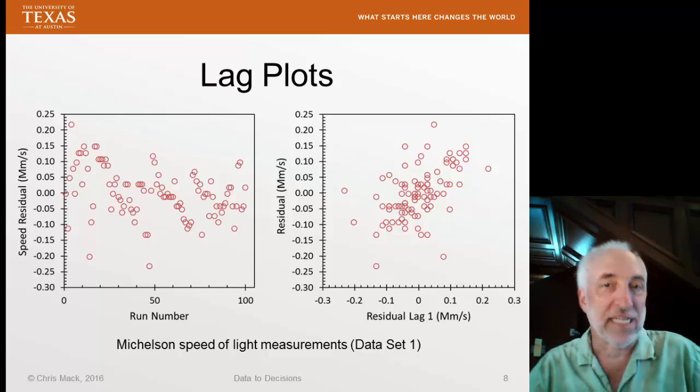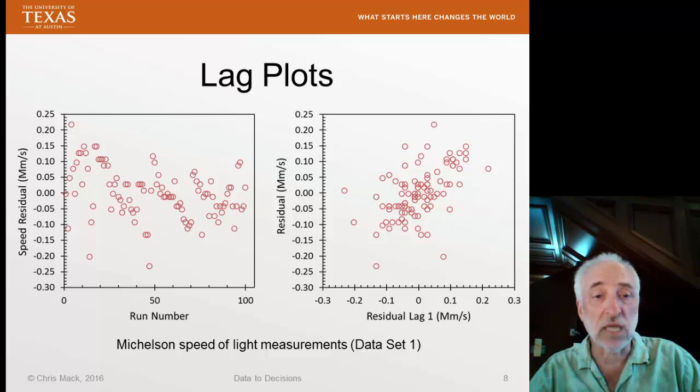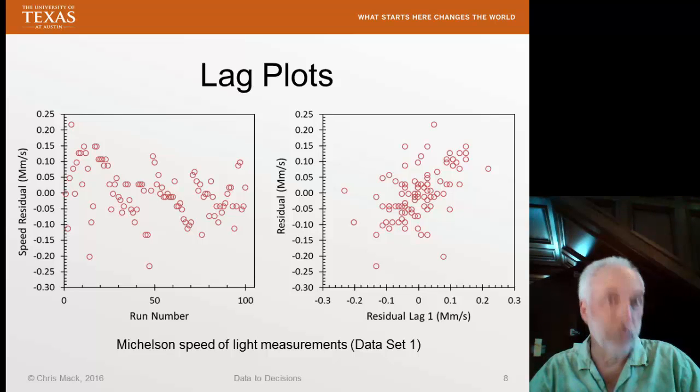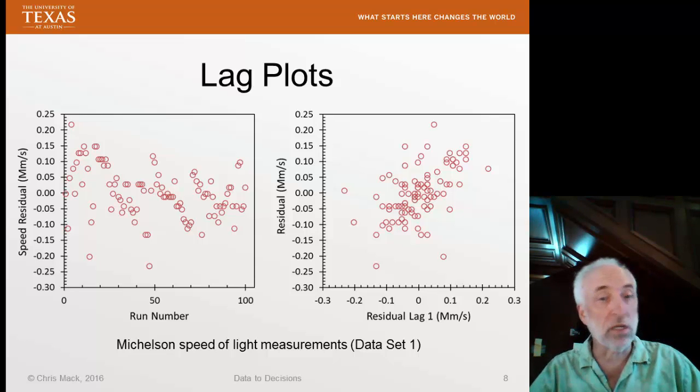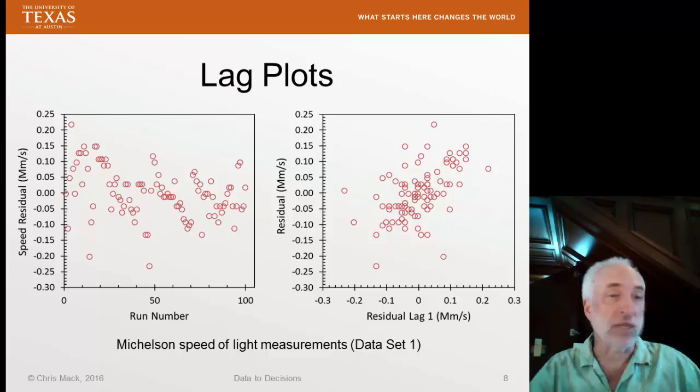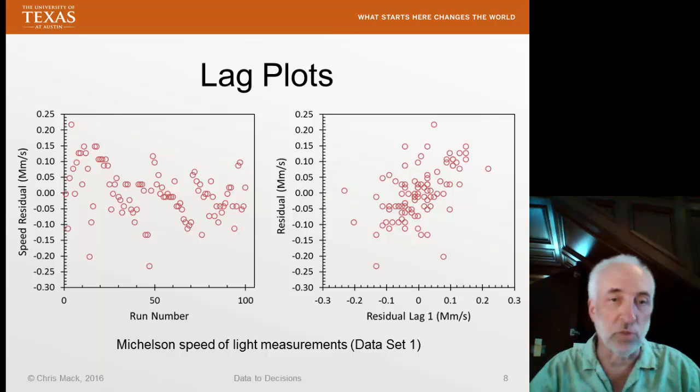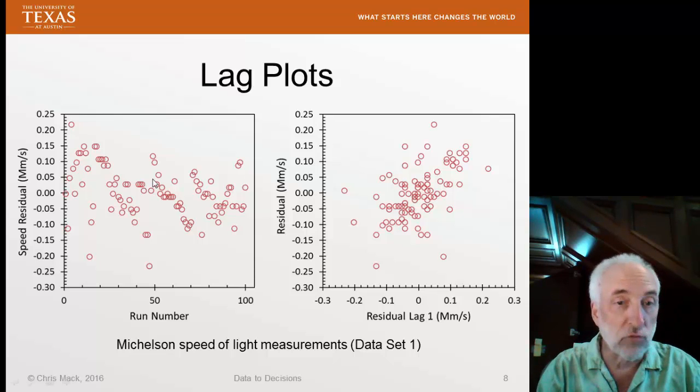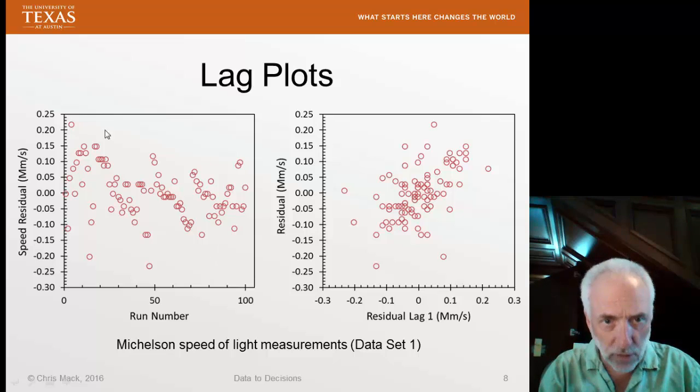Well, let's look at a more interesting case. This is a set of Michelson speed of light measurements. So Albert Michelson won the Nobel Prize in physics mostly for his measurements of the speed of light. Here are some measurements from one of his more famous experiments, and it's recorded in sequence. So every measurement he made, he wrote it down in his notebook, and here are the actual numbers in run number order.